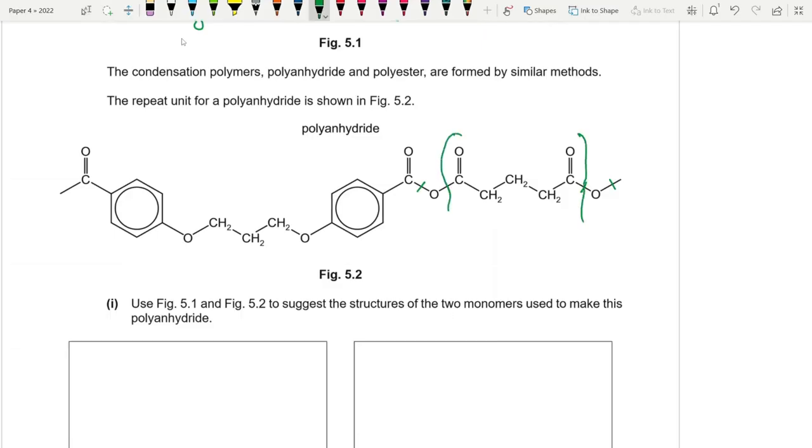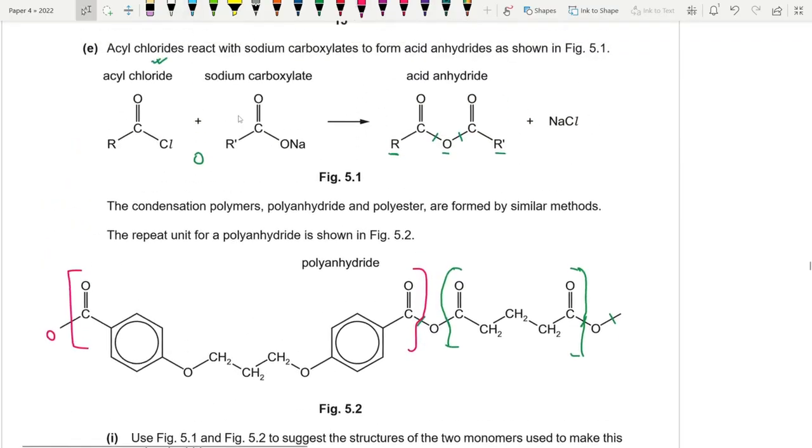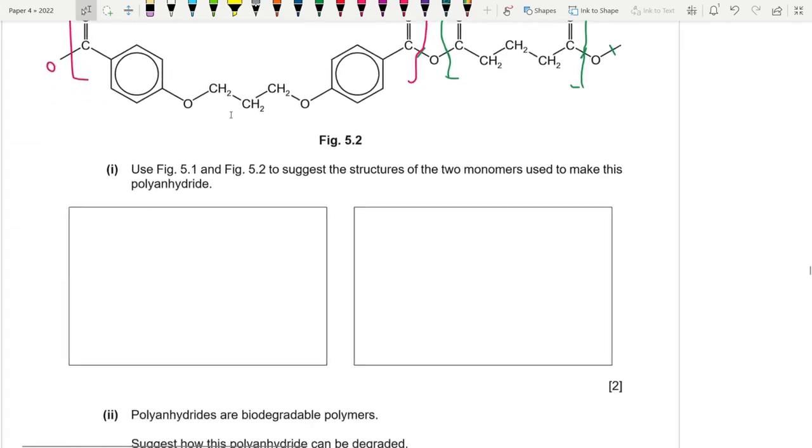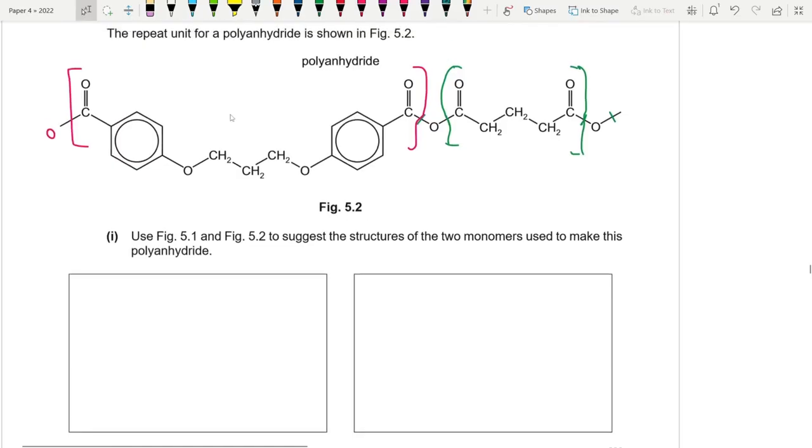On the other hand, this part over here is another monomer, because the O would have been here, okay? So let's draw it. So one of them will have chlorine, that's the acyl chloride, and the other will have an ONa. It will basically be a sodium salt, okay? So basically, let's do this. So we have the C over here, the acyl. We don't know actually, but I'm just gonna start drawing. I'm just gonna copy paste the upper part over here.